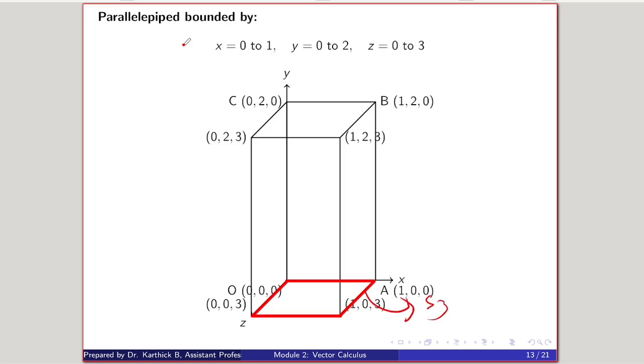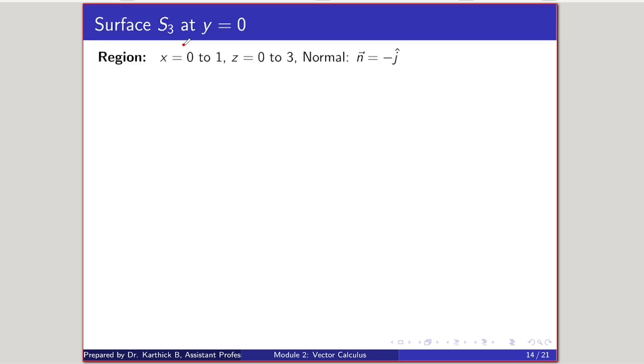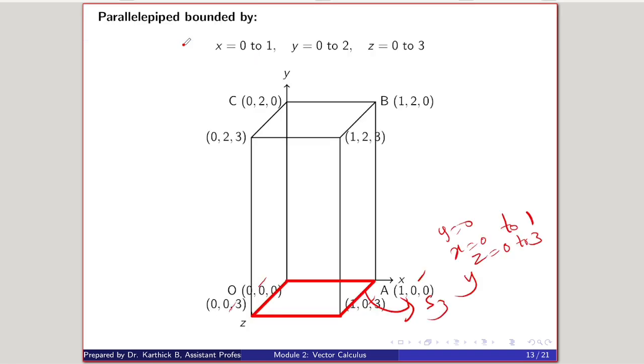So if you see here, in all the places, y will be 0. Other than that, x moves from 0 to 1, and z moves from 0 to 3. With this, I am taking x moves 0 to 1, z 0 to 3, and we have to find the normal vector. So this is our z axis, this is our x axis, this is our y axis.